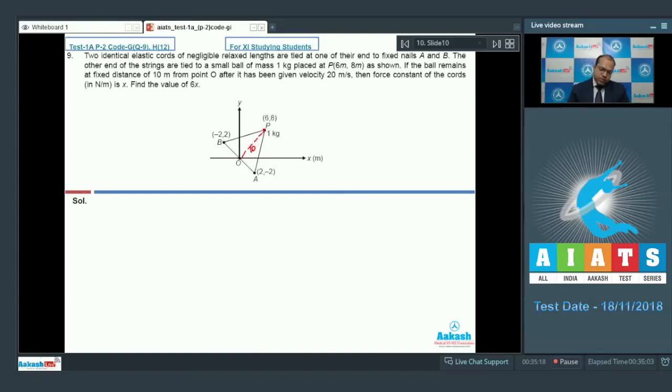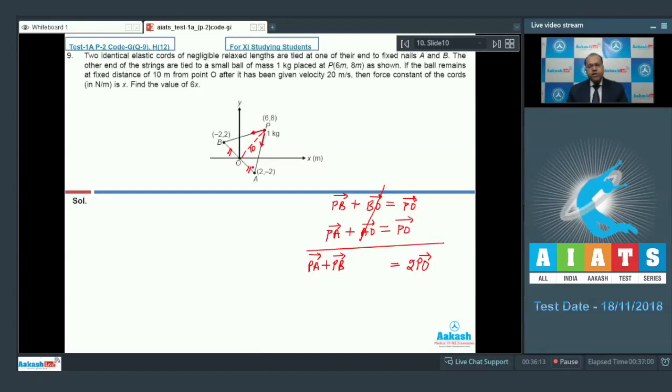So elastic force is acting in this direction on the particle as well as in this direction. If I apply the triangle law of vector addition, then PB vector plus BO vector is equal to PO vector. In the same fashion, PA vector plus AO vector is equal to PO vector. If I add these two equations, then PA vector plus PB vector comes out to be 2 times PO vector, because AO and BO are in opposite directions and of equal length, so they cancel out on addition.